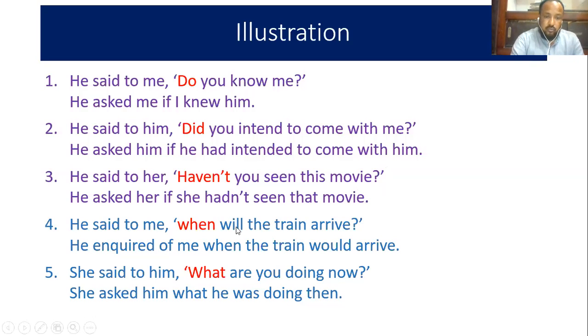The last two questions are like, he said to me, when will the train arrive? He inquired of me when the train would arrive. We have kept the same when over here, then we changed the train would arrive. Will is changed into would as per rules. He said to him, what are you doing now? He asked him what he was doing then. Now is changed into then.